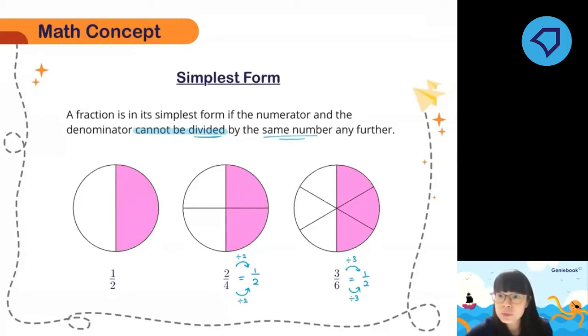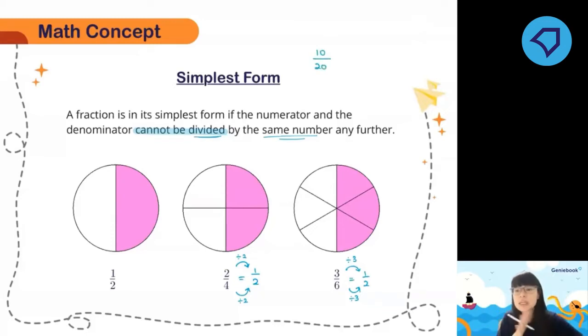How do we know it has to be divided by 2 or another number? That is a very good question, okay? Technically, if we want to find the simplest form of a fraction, we need to divide the numerator and the denominator by the same number. For example, let me write over here.